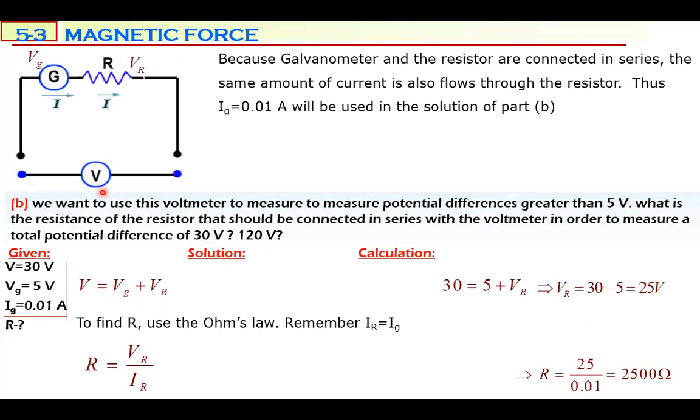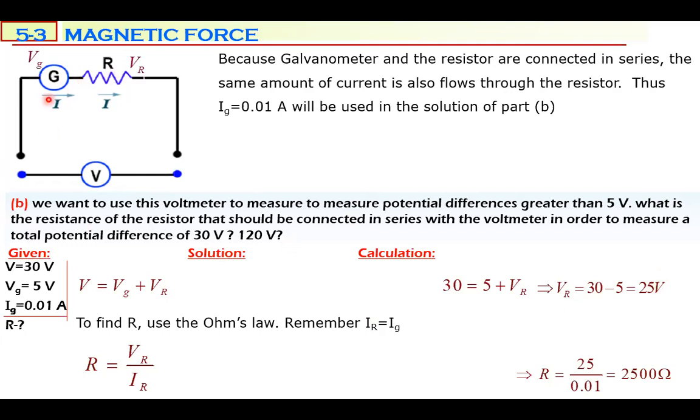The total potential difference V will be 30, but we know that this galvanometer can measure a maximum of 5, not more than 5. So if the total is 30 and 5 must drop on Vg, the potential difference across the resistor must be 25, because 25 plus 5 is 30. So first I get the potential difference that must drop on the resistor: 30 total is equal to 5 plus Vr, so Vr is 30 minus 5, which is 25. Next step is to use Ohm's law.